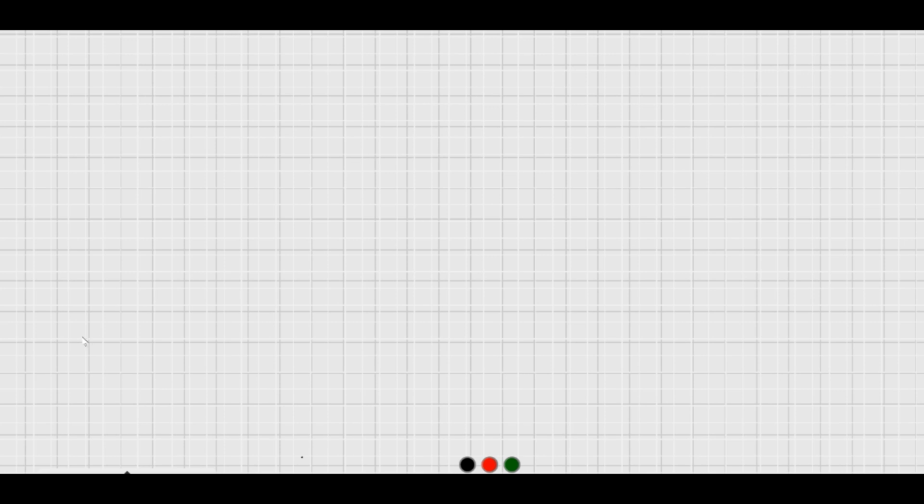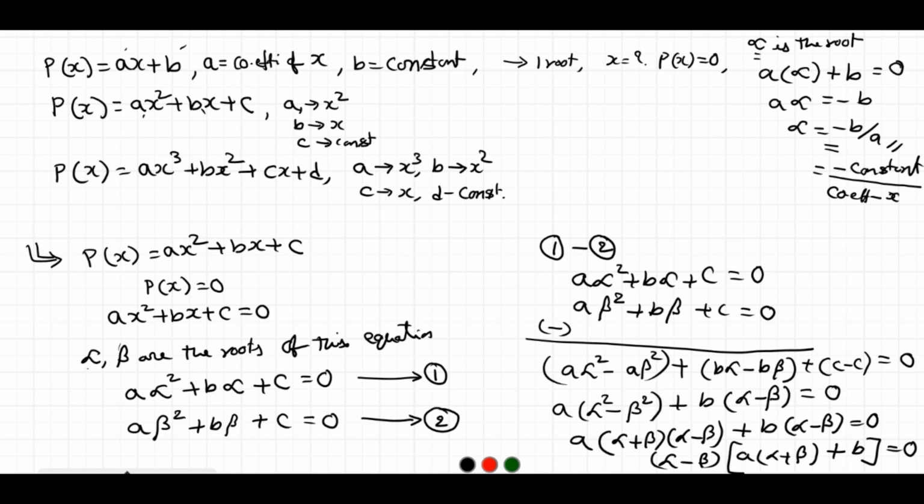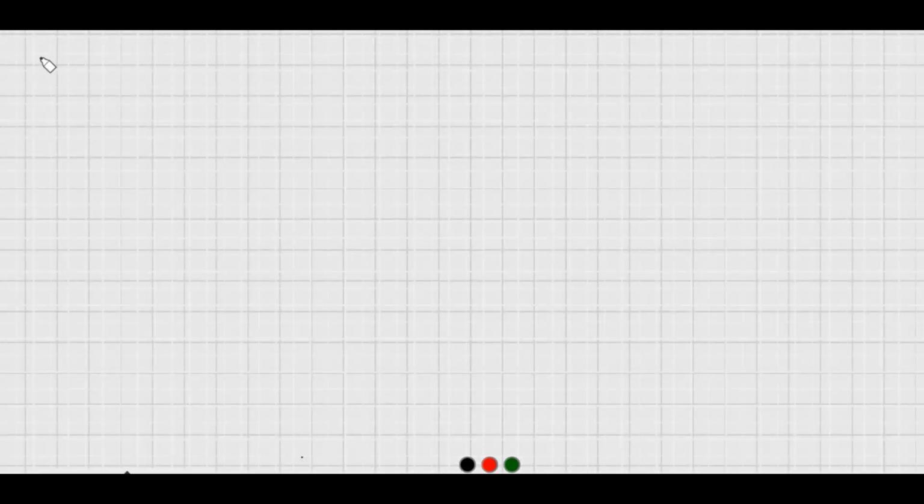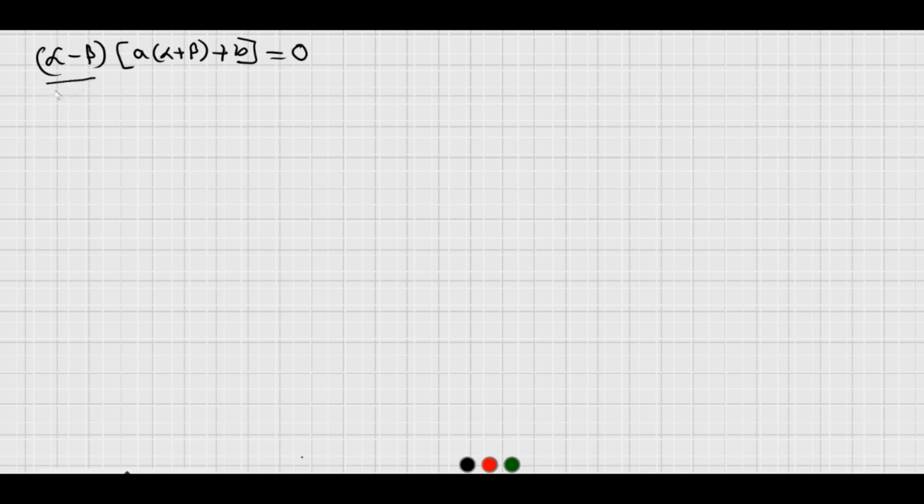Last expression I am rewriting here: alpha minus beta into a into alpha plus beta plus b is equal to 0. How will this term become 0? Either alpha minus beta becomes 0, then it is 0, or if this other factor becomes 0, then also it will become 0.